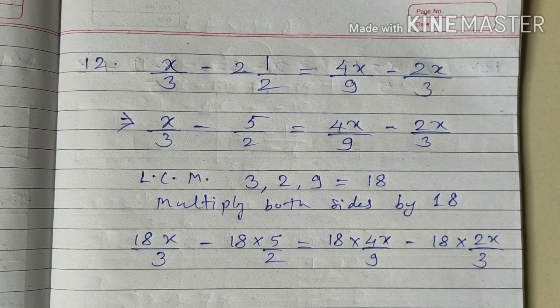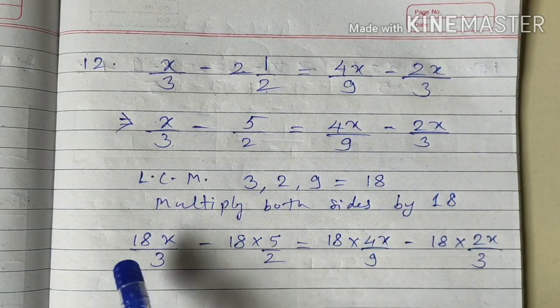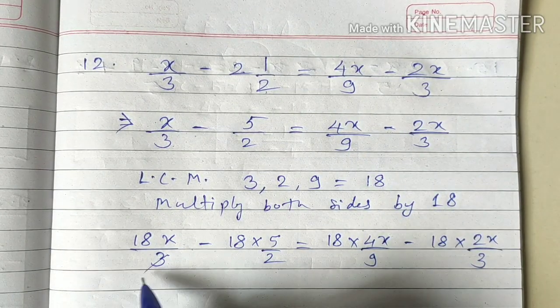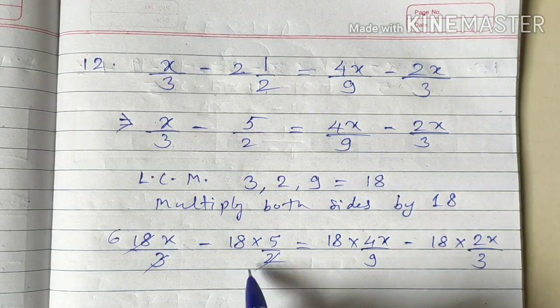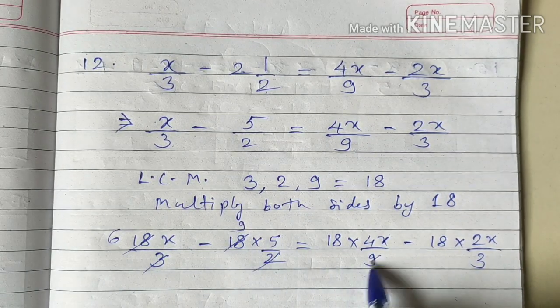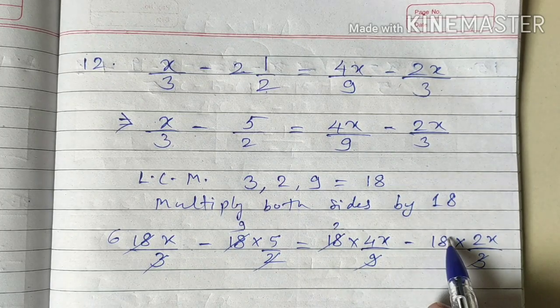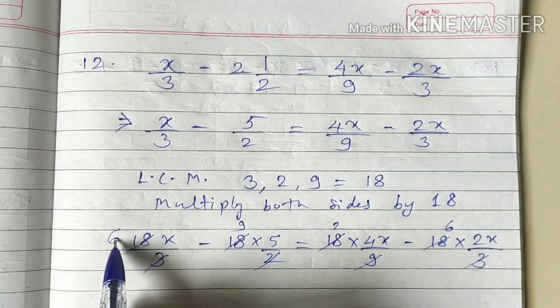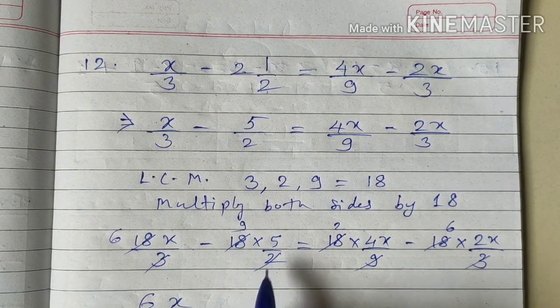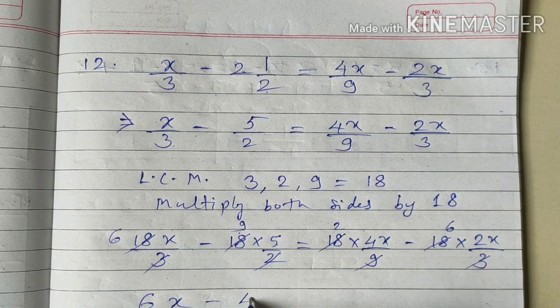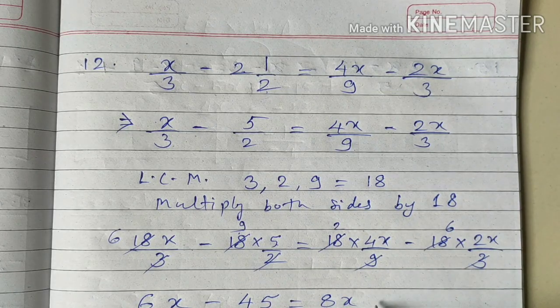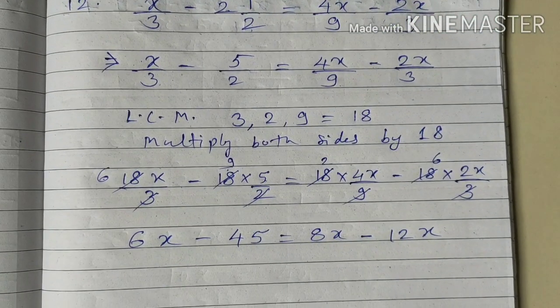Everyone understood what we have done? Each of these terms is multiplied by 18. Now see, 3 ones are 3, 3 6s are 18, 2 ones are 2, 2 9s are 18, 9 ones are 9, 9 2s are 18, 3 ones are 3, 3 6s are 18. So 6 into x will become 6x. 9 5s are 45. 2 into 4, 8x. 6 into 2, 12x. Got it? So here we have cancelled the denominators. All of you understood this?